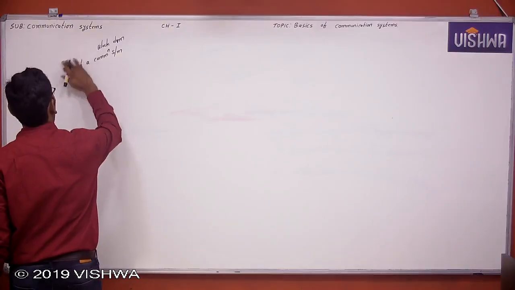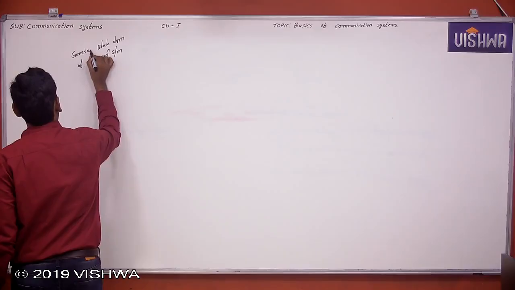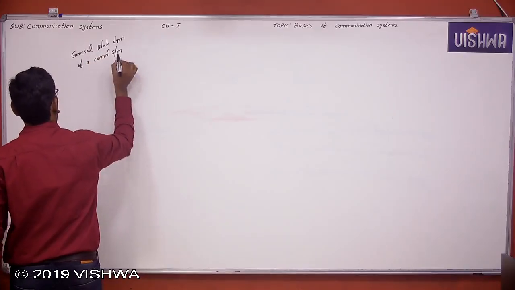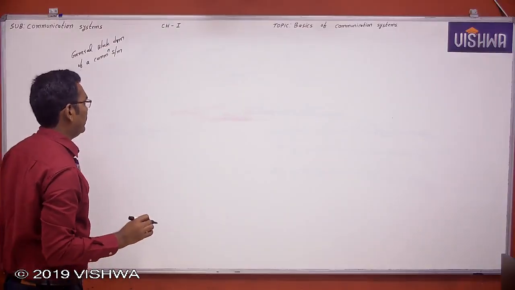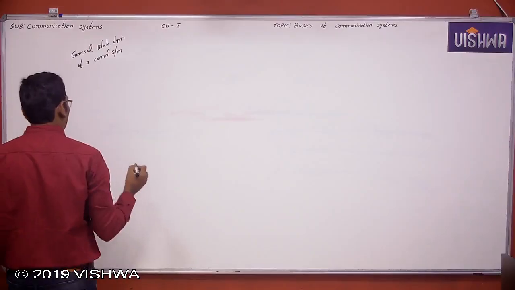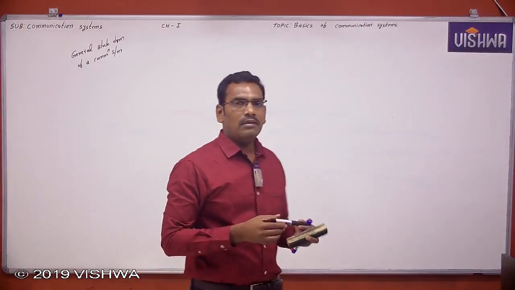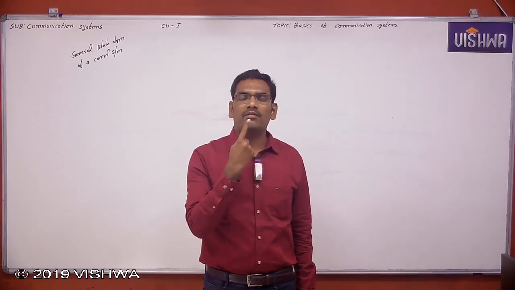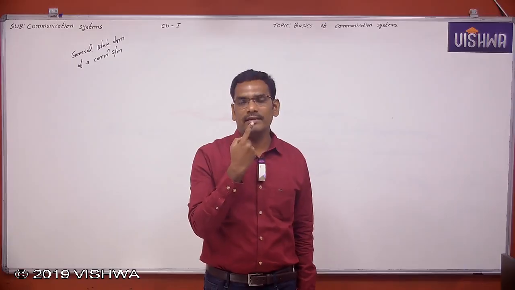Now we'll see the generalized block diagram of a communication system. Any communication system, we will try to concentrate. Now see here. This is a voice signal. Whatever signal I am speaking out is a voice signal, or a speech signal.